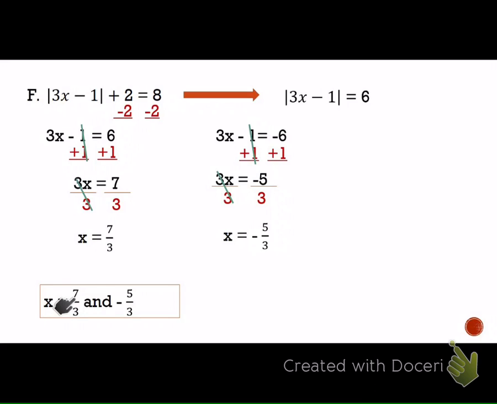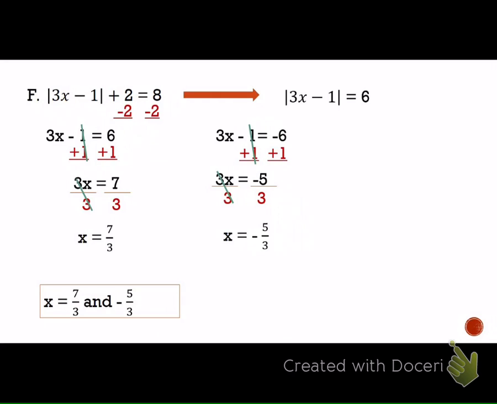When you plug 7/3 in, you get 7. 7 minus 1 is 6. The absolute value of 6 is 6. 6 plus 2 is 8. That one checks out. Here, when you plug this in, the 3's go away. You have negative 5 minus 1 is negative 6. The absolute value of negative 6 is 6. 6 plus 2 is 8, and it checks out.